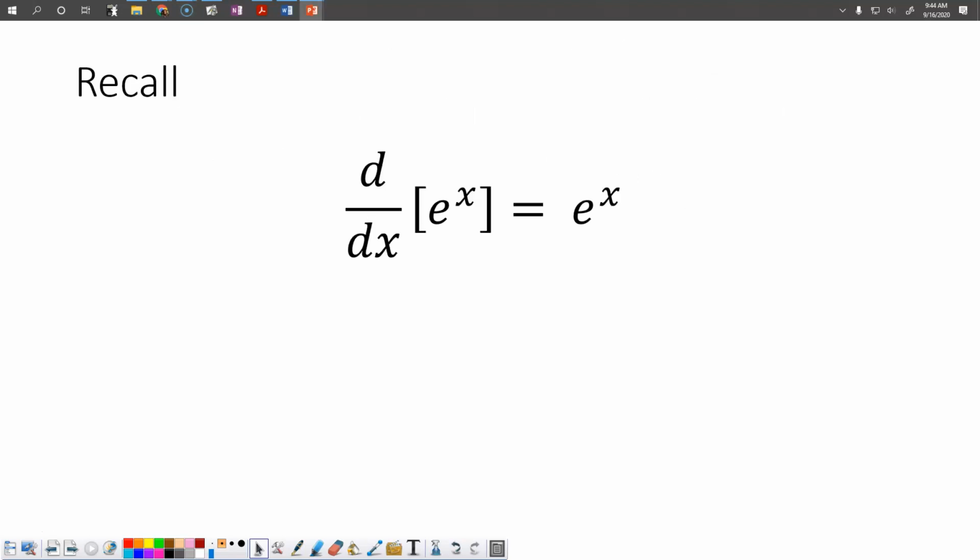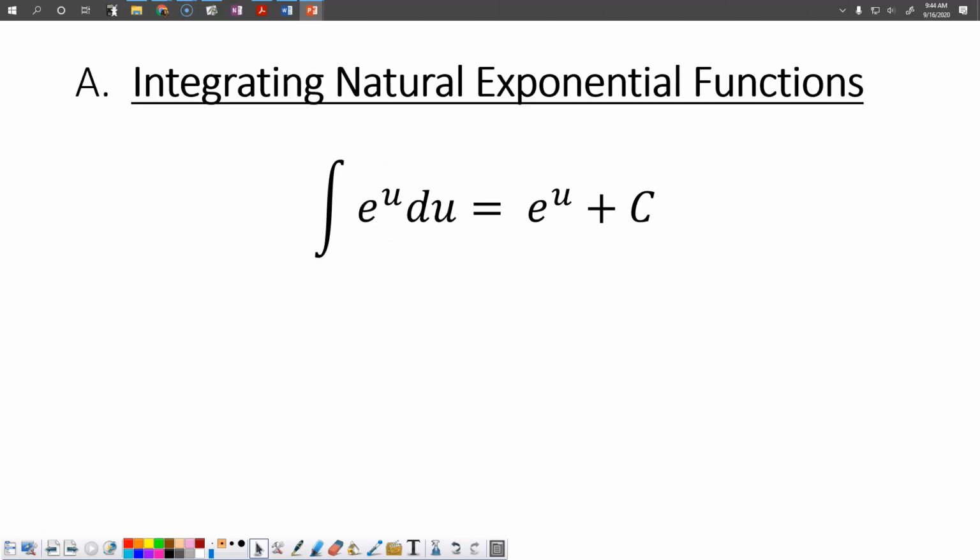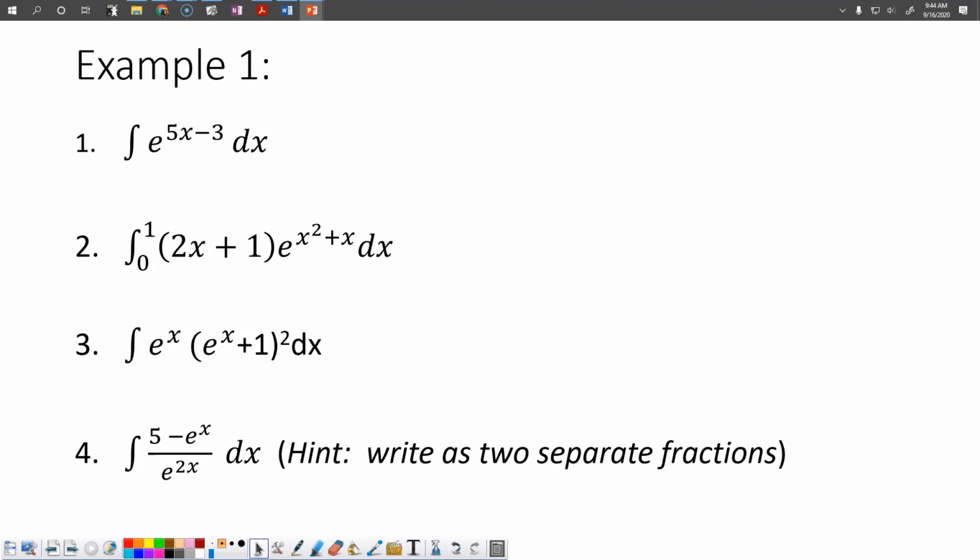Alright, so as you guys remember, the derivative of e is e. Pretty cool. So, not surprisingly, the integral of e is e. We just don't want to forget to put plus c. Okay, and so that's what we're looking at today.